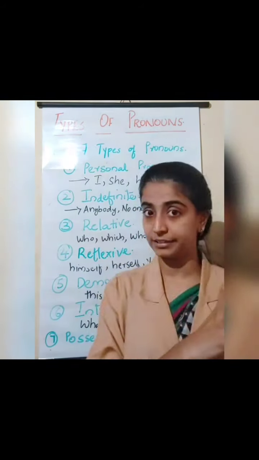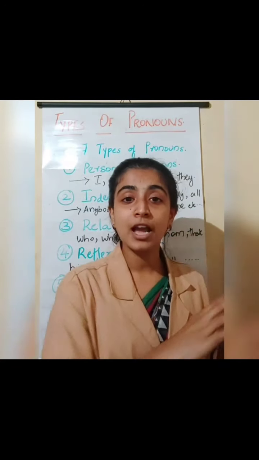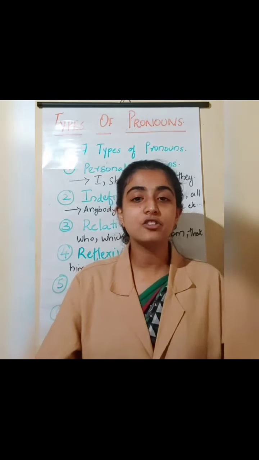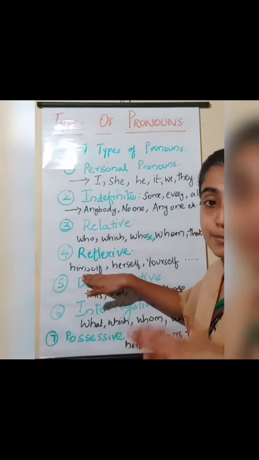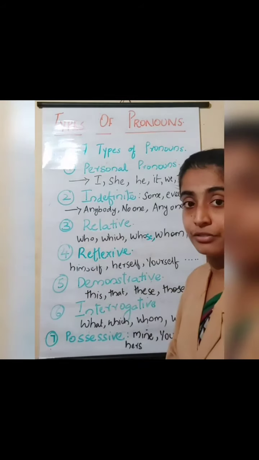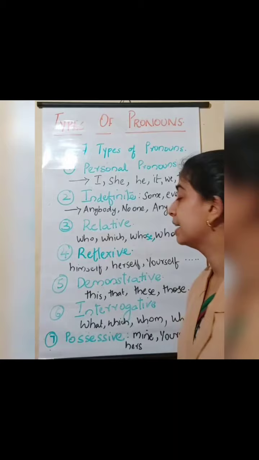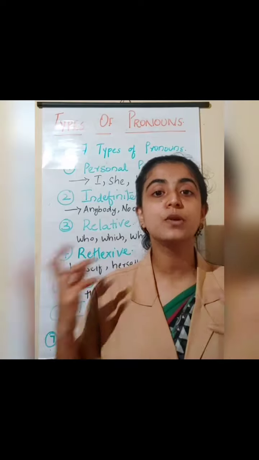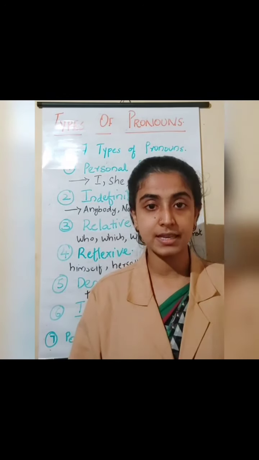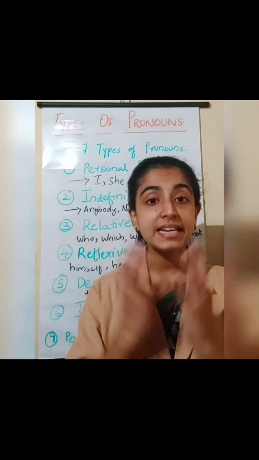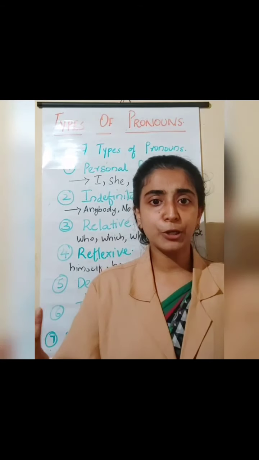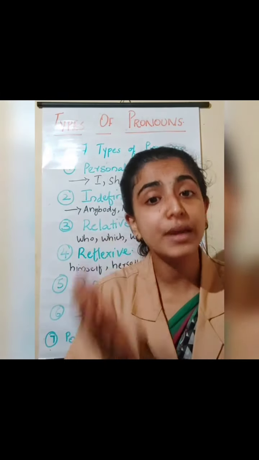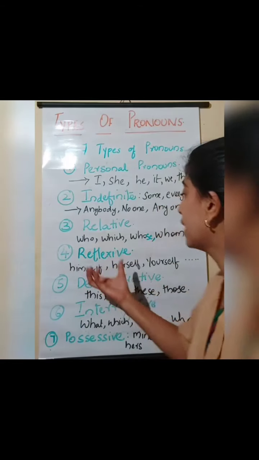Reflexive means what? Reflect. Reflect means a person has done something, and the effect or the result of that came to that person itself. So that is known as the reflexive pronouns. The examples are himself, herself, yourself. And there is another word like ourselves. If it is plural, we will be writing ourselves. We made it ourselves. If two persons had made something, they are saying, we made it ourselves. So that is reflexive pronouns.